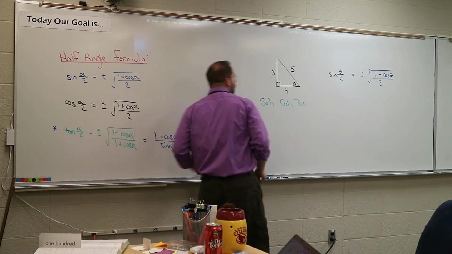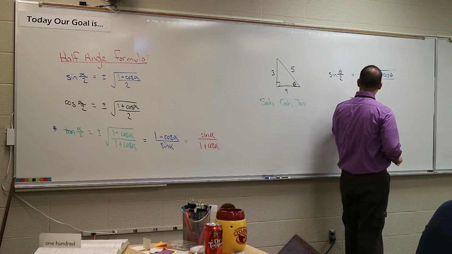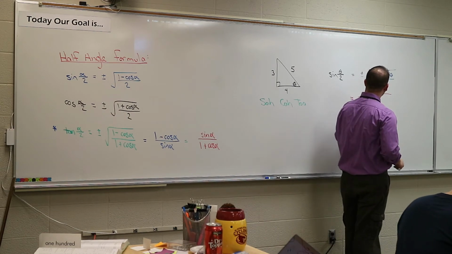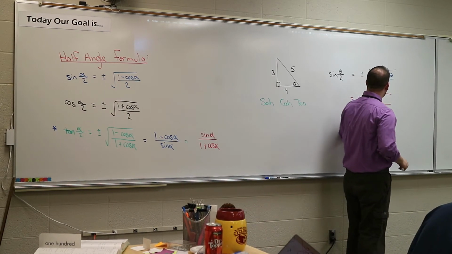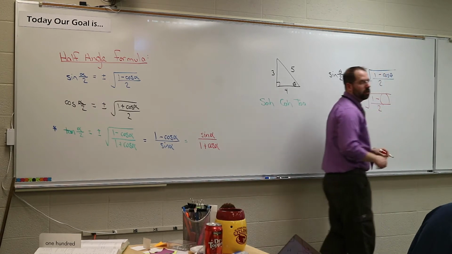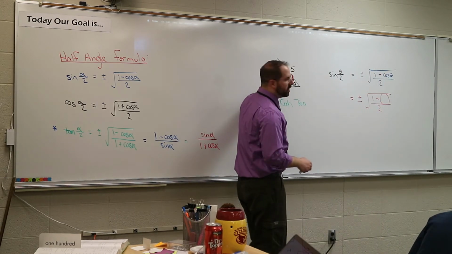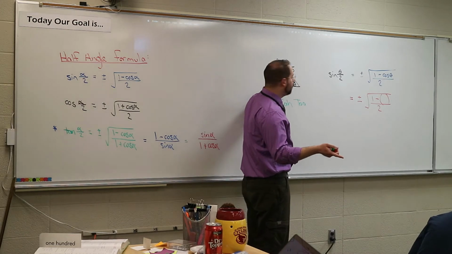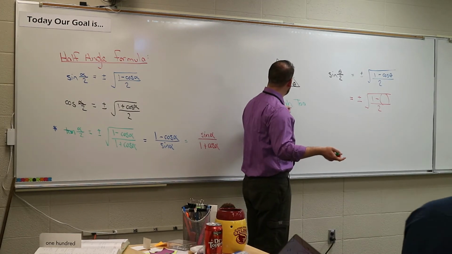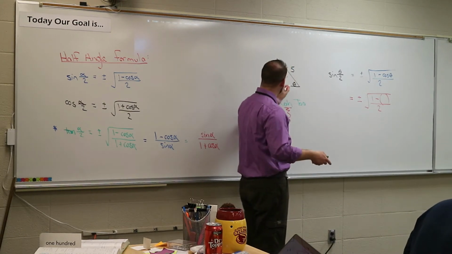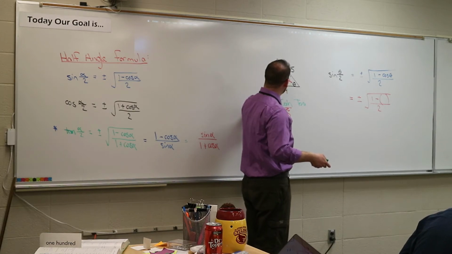So, on this one, it's going to be plus or minus square root, 1 minus, and now I'm going to plug in the number that goes in for cosine. According to theta, what is the cosine of theta? Yeah, 4/5. It's adjacent over the hypotenuse.